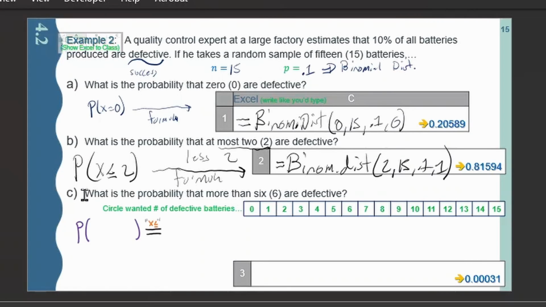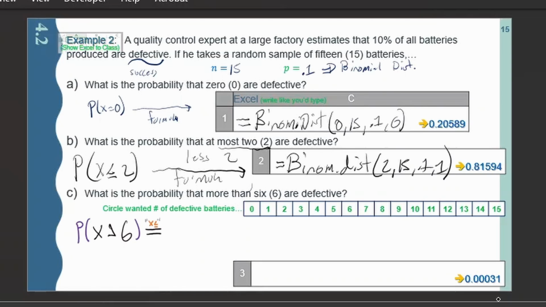What is the probability that more than 6 are defective? Here's why this gets complicated. If I want to write more than 6, I can write that. In fact, I'll write it right here. Probability that x is greater than 6. If you look at your formula sheet or even Excel, there are only 2 ways that we can give you probability, and that's equal to one specific value or less than or equal to. There's nothing in between. And so I need to convert this x is greater than 6 into less than or equal to. Let me show you how.